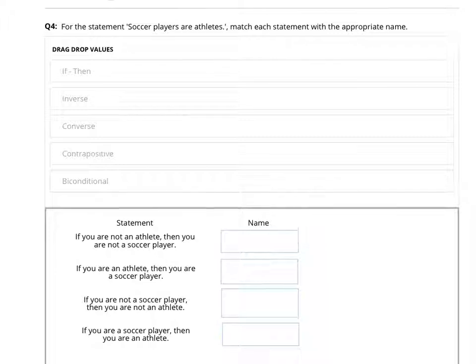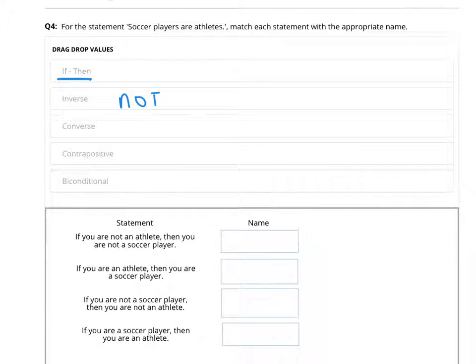Now I want you to remember that, if, then, it's just that. Soccer players are athletes. So you're just going to take the statement and just add if and then. Now the inverse means that you're going to flip the if then, from back to front and front to back. I'm sorry, I totally said that wrong. Inverse. The inverse means we're adding the words not. So if you're not this, then you're not that.